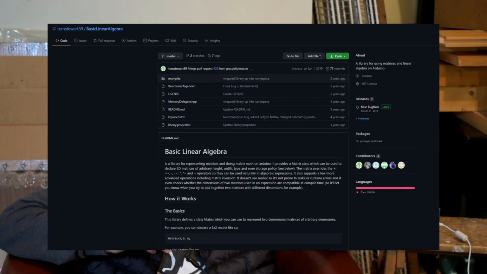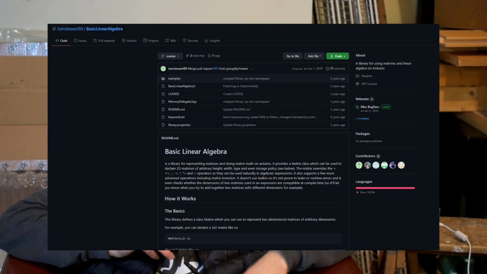Now, one of the libraries that we didn't want to write ourselves was a matrix math library. After searching through a lot of Git repos, we found this really good one by a guy called TomStewart89. It's for Arduino. The link is in the description. And we implemented that, changed some of our code structure to fit with this new matrix multiplication and matrix math code.